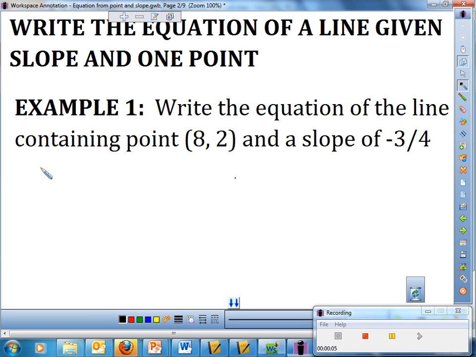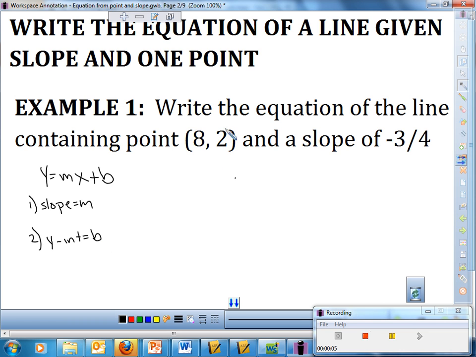So the first thing I want to do is write out what my equation is going to look like. I know it's going to look like y equals mx plus b, because that's what an equation in slope-intercept form looks like. I also know that I need two things in order to solve that equation. Number one, I need the slope, or m, and number two, I need the y-intercept, or b.